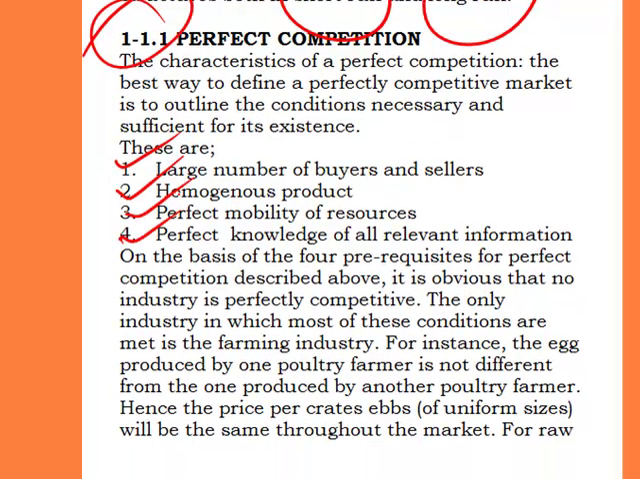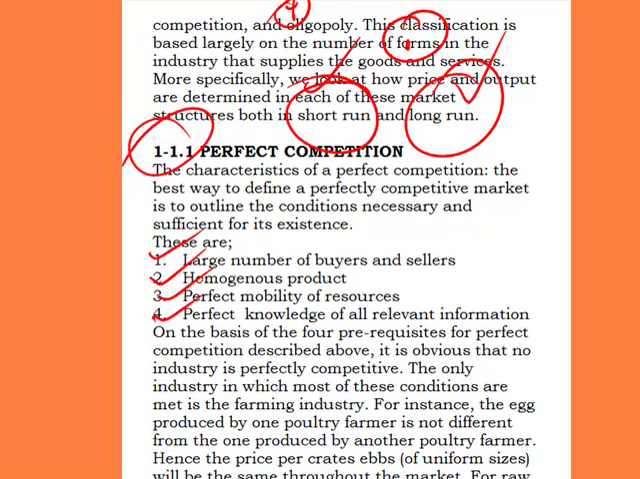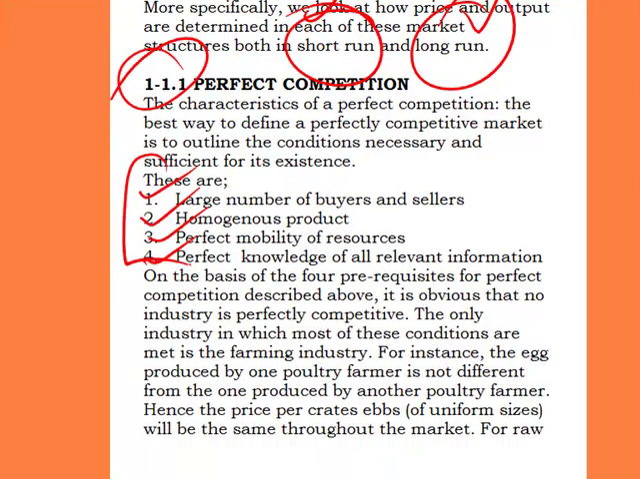And the fourth one, perfect knowledge of all relevant information. All the stakeholders in that market should have perfect knowledge of where they can buy raw material at a very cheap amount. So there is perfect knowledge. It is not hidden. If person A knows where they can buy at a cheaper price, person B will also know, because there is a free flow of information in this market. So any market that has these four features combined is what we call a perfect competition market.